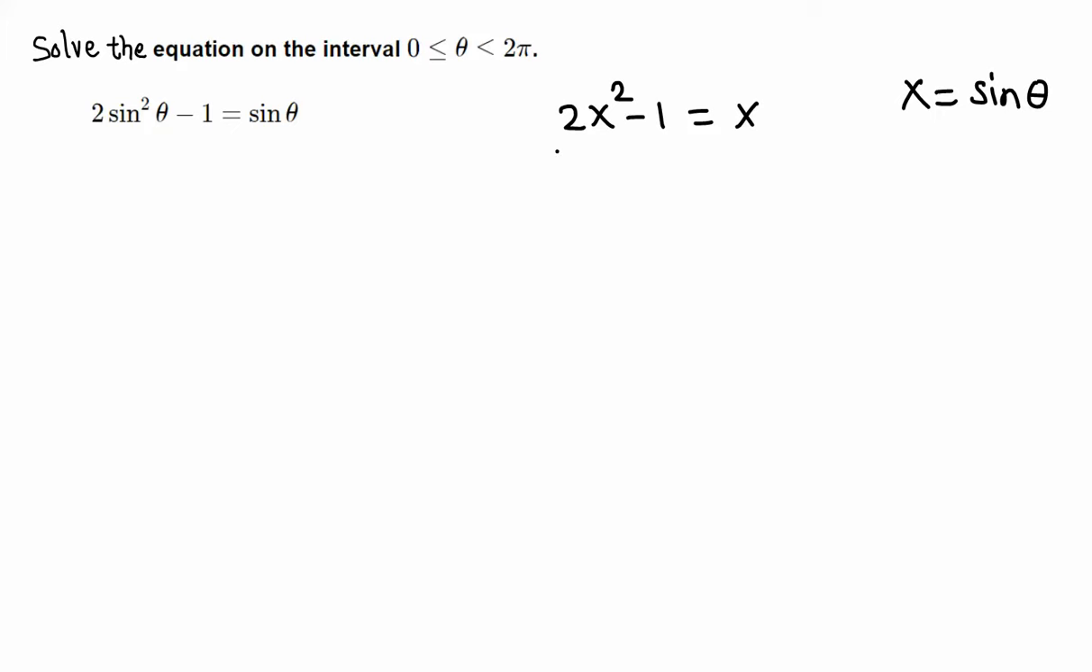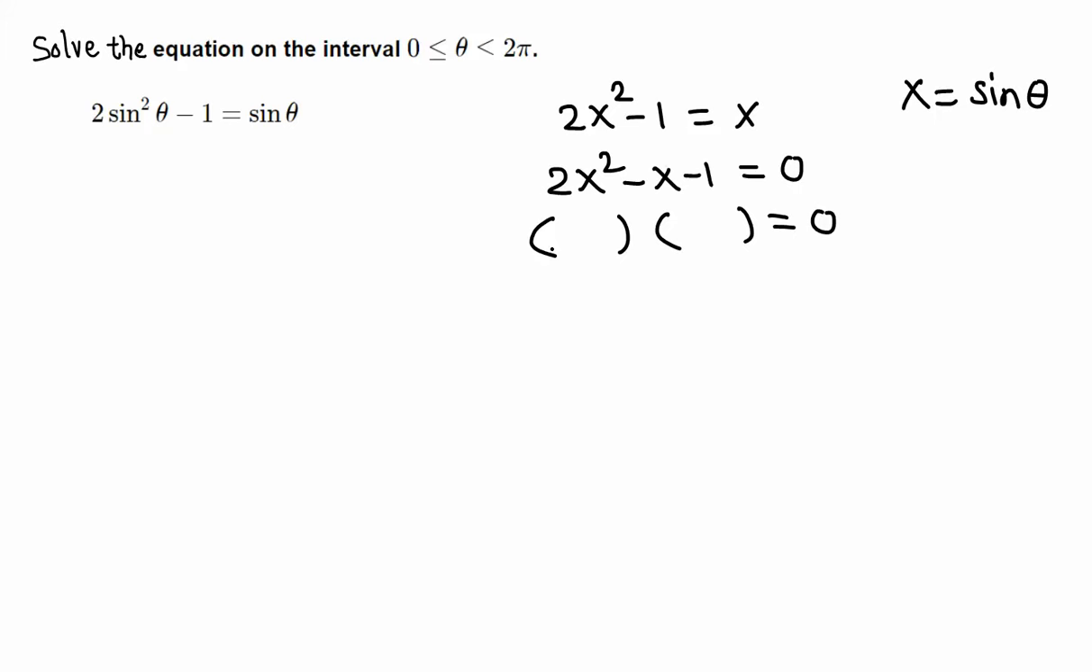Okay, now let's solve this equation. It's a quadratic equation, so move x over. So 2x squared, subtract x from both sides, so negative x, and negative 1 equals 0. Now we factor this trinomial and solve for x. X is in fact sine theta.